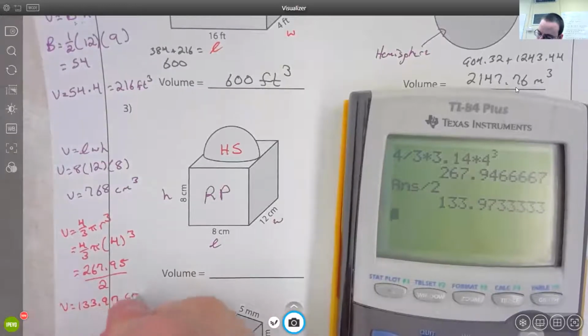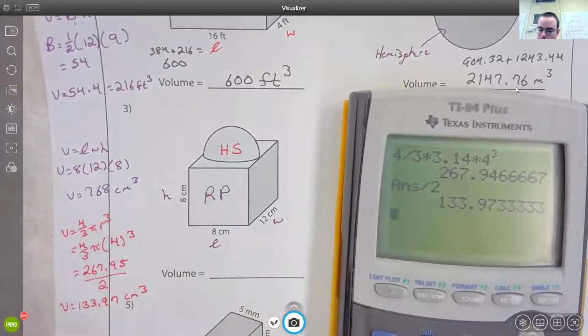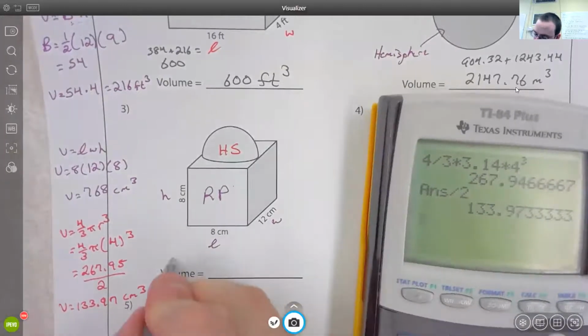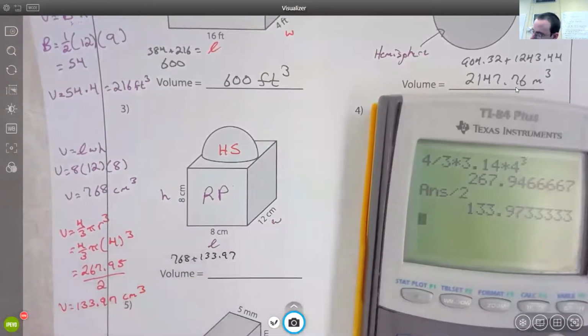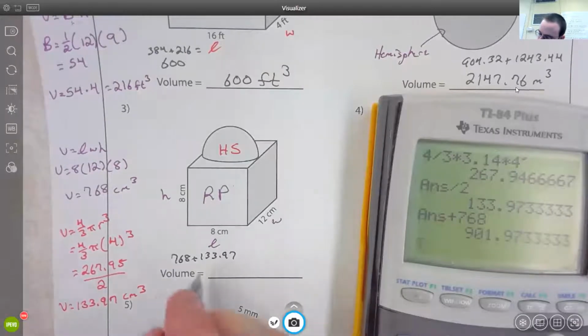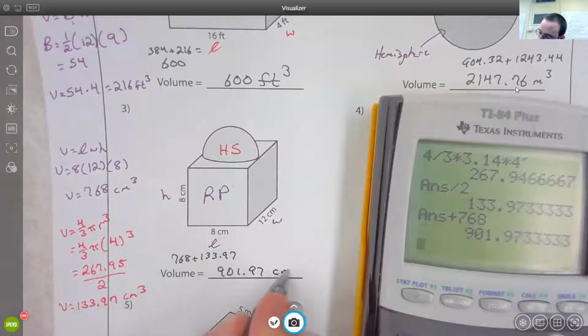So now we have the hemisphere and we have the rectangular prism, so we add them together. So 768 plus 133.97 gives us 901.97 centimeters cubed.